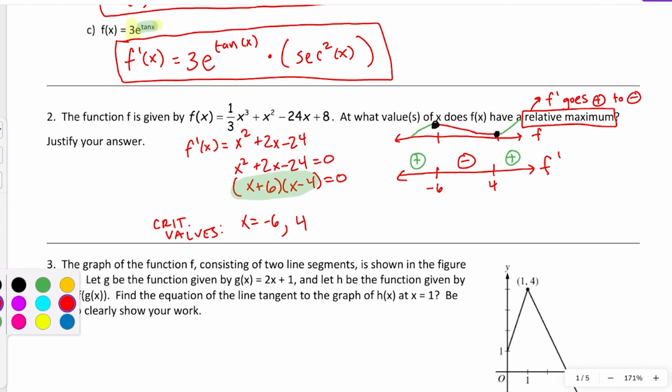And on the test, you'll be asked to justify all your answers on the free response section. So I'll just go ahead, and even though this one does say specifically justify your answer, even if it doesn't, I'm going to go ahead and do that. So x equals -6 is a relative maximum, and you could abbreviate as long as you're getting your point across, because f prime went from being positive to negative.